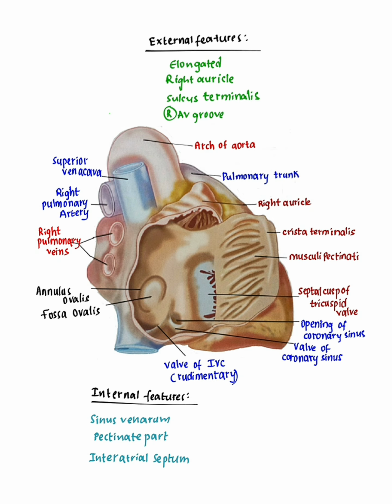Let us now revise the right atrium. External features. Remember these four things. Elongated. The chamber is elongated vertically. It receives the superior vena cava at the upper end and the inferior vena cava at the lower end.